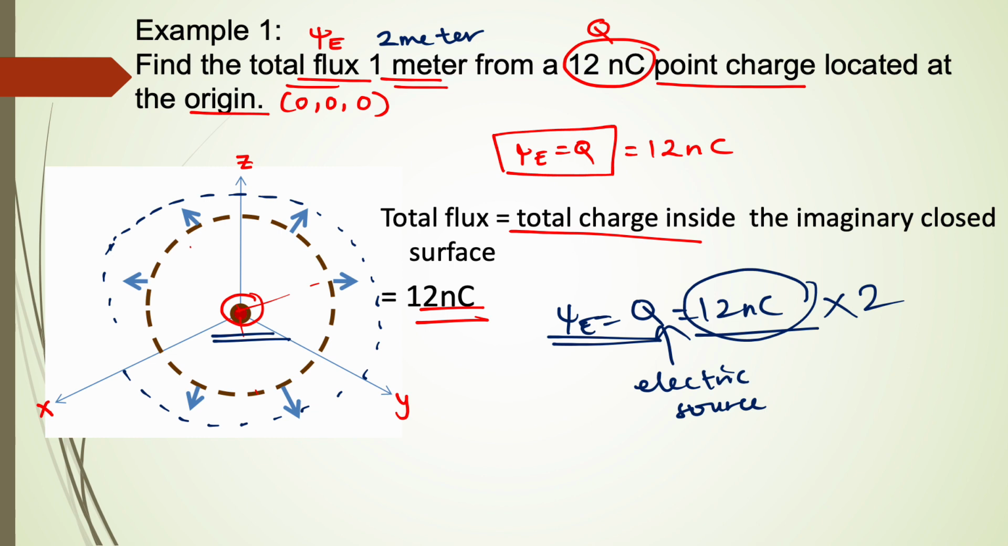The answer is it will remain as 12 nanocoulomb because although the distance has become farther, although the distance is bigger, however the source, the charge contained inside this electric source, is only 12 nanocoulomb. It will not double, it will not become lesser. It will remain the same. Alright, so please remember that.